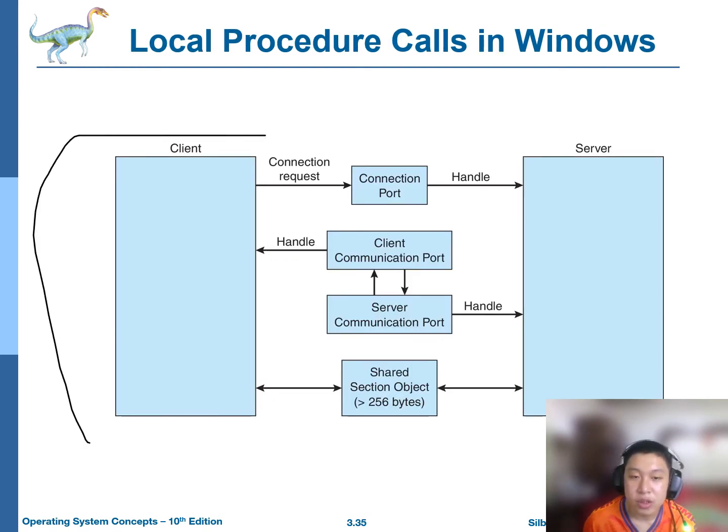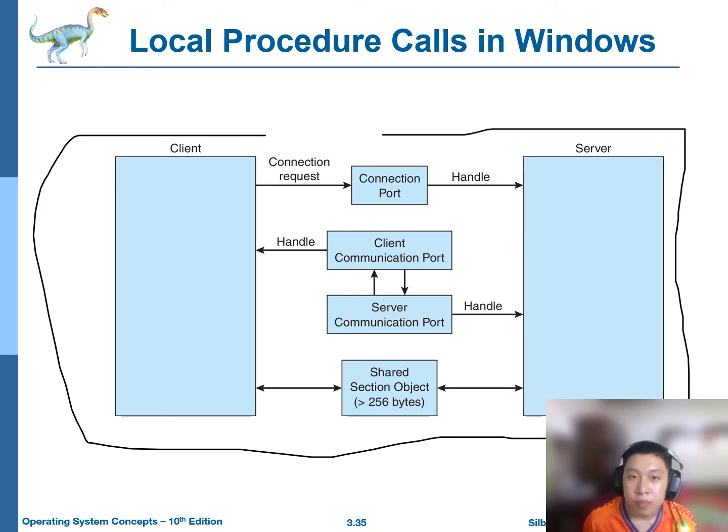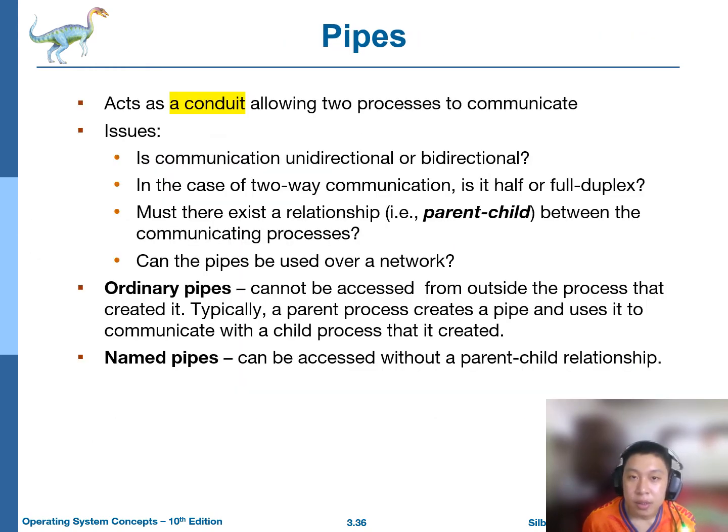This photo shows a local procedure call in Windows. Pipes act as a conduit allowing two processes to communicate. Issues include whether communication is unidirectional or bidirectional. For two-way communication, is it half duplex or full duplex?